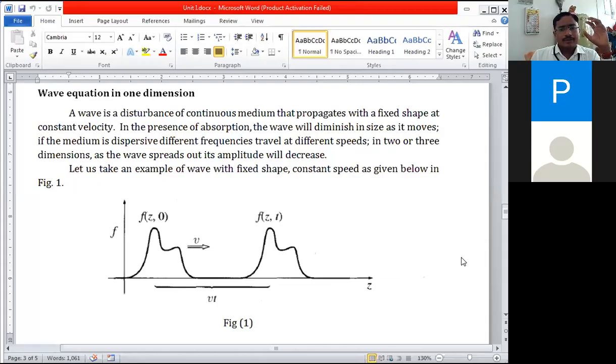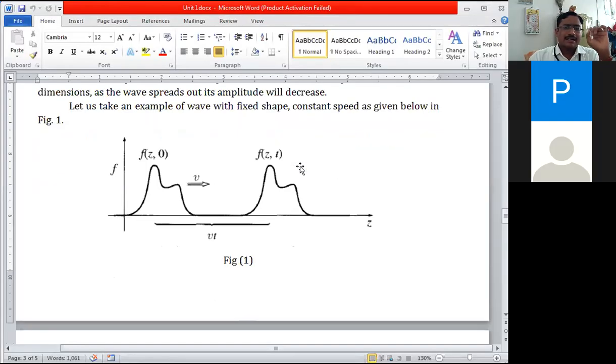Now, if the medium is dispersive, the different frequencies travel at different speeds. Now, as an example, let us take a wave with a fixed shape and constant speed as shown in the figure below.